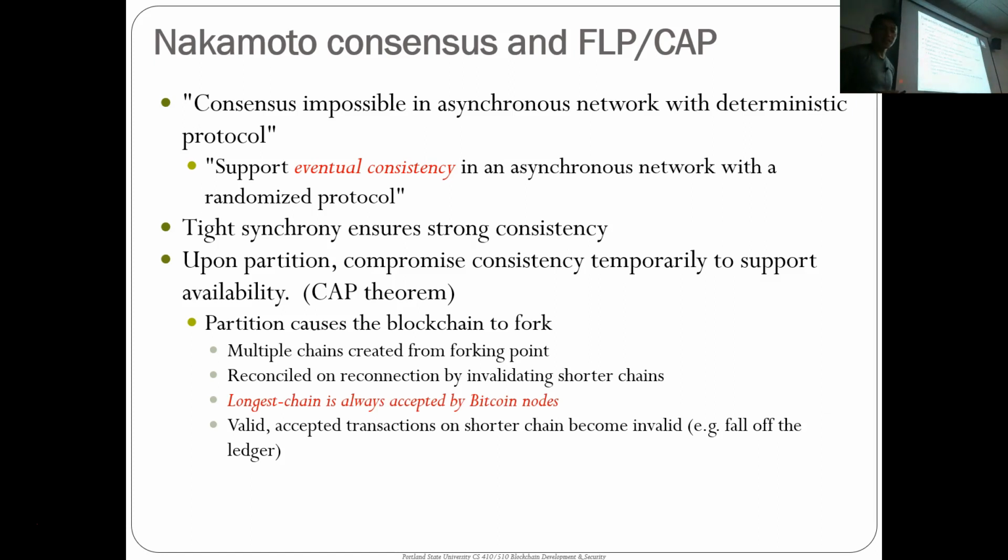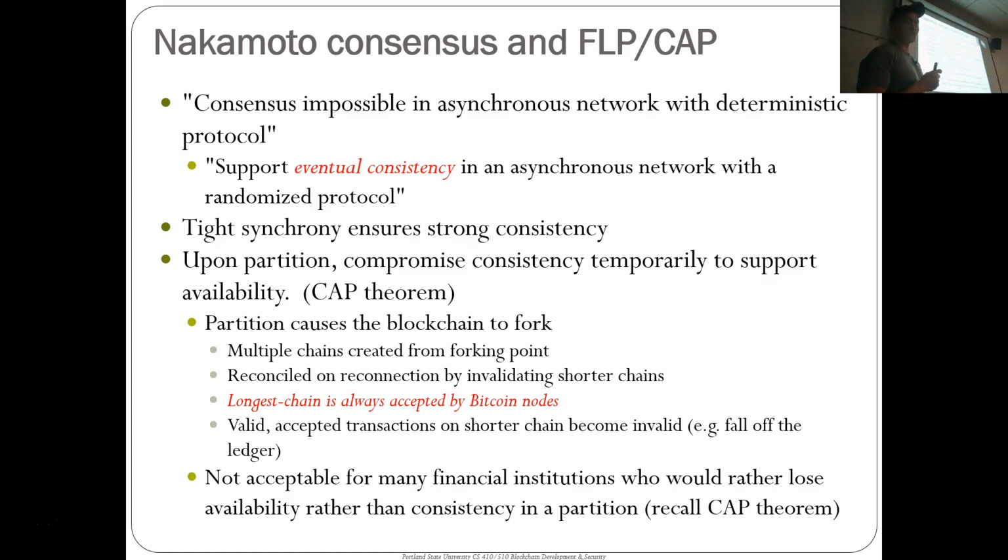So the longest chain is always accepted by the Bitcoin nodes, and that's programmatically built into the network itself. And this gets to your comment: any valid accepted transactions on the shorter chain now become non-existent. They're invalid, basically. They fall off the ledger. They're no longer part of the ledger that people are using to determine how much money you have.